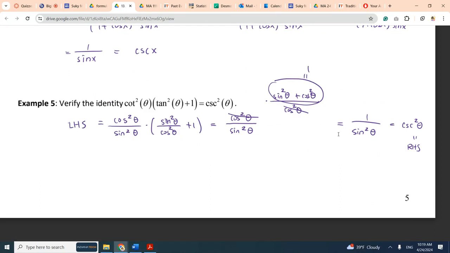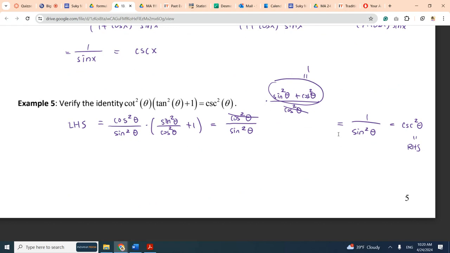And then example 5, we want to verify if the identities are equal. So change everything in terms of sine and cosine. That's what we do. Cotangent is cosine over sine. When you square it, it becomes cosine squared over sine squared. Right, everybody? And then tangent is sine over cosine, but when you square it, it becomes sine squared over cosine squared. Right, everybody? And now let's see what happened.